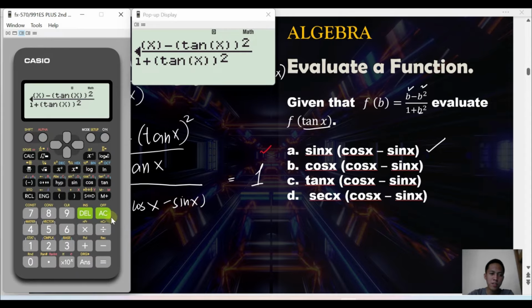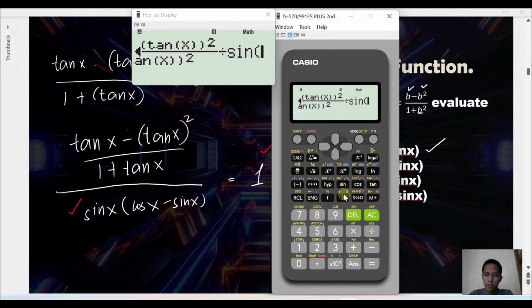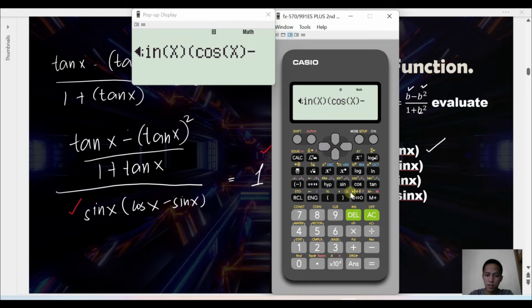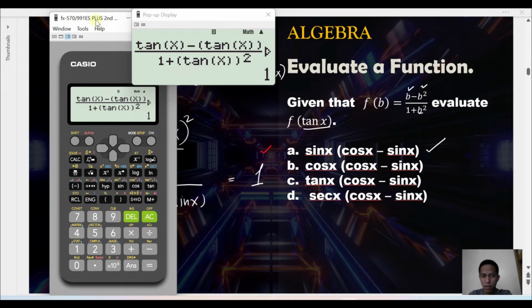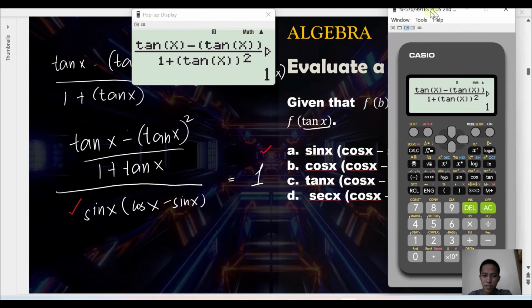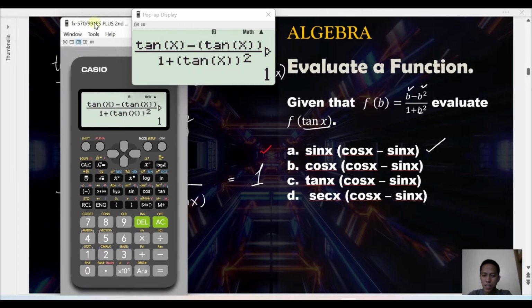So, we input it in the calculator. Divided by sin alpha x times cosine x minus sin x. Then we press CALC. Then designate a value. Let's say 1. Okay? So, it gives you 1. Meaning, our letter A satisfies the condition that it should equal 1 if tangent x equals our letter A. So, therefore, the answer is letter A.